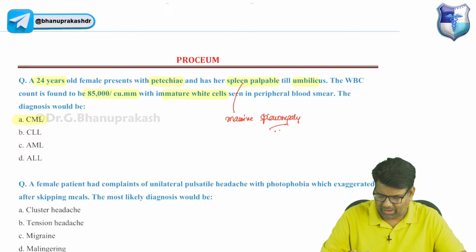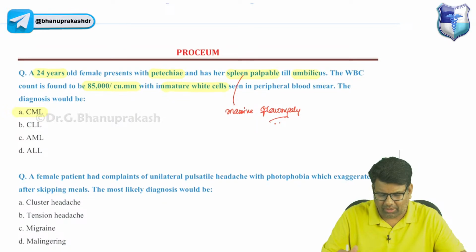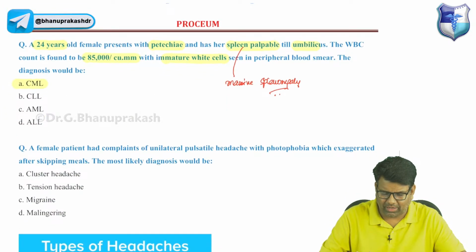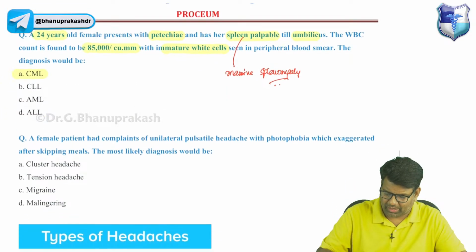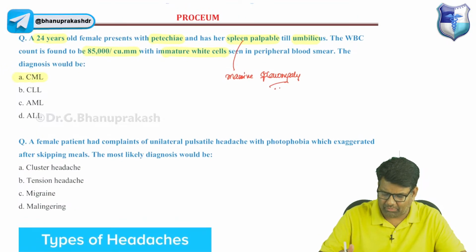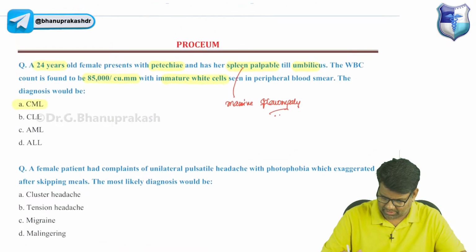99.9% this is CML in terms of leukemia. So it can be seen in malaria or Kala-Azar. Right? So this is massive splenomegaly. Petechiae can be a manifestation of low platelet count.